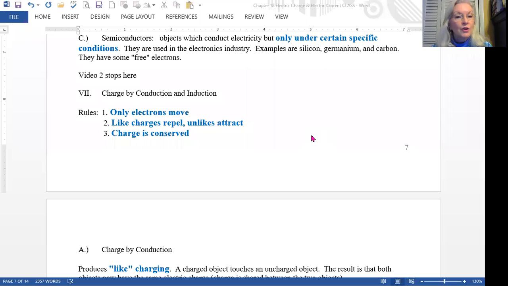Welcome back to Chapter 18. We are picking up with Video 3, and we'll talk about conduction and induction. They are two ways you can charge items.